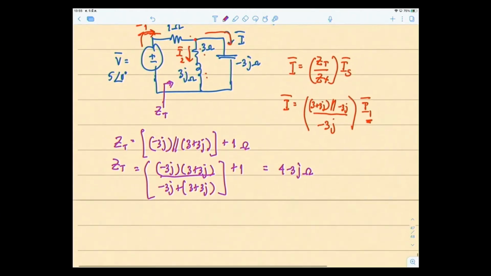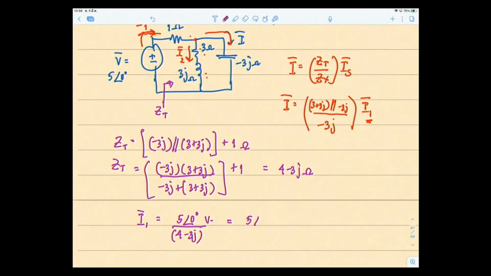Okay, so we got your Z total. So I1 is Vs, which is 5 at 0 degrees volts, divided by Z total, 4 minus 3J. You use a calculator, even a basic scientific calculator, and you can type in 5 angle 0 degrees divided by bracket 4 minus 3J, and it gives you the answer.